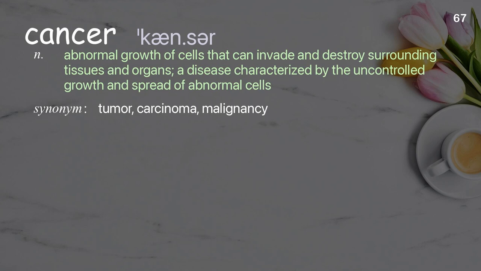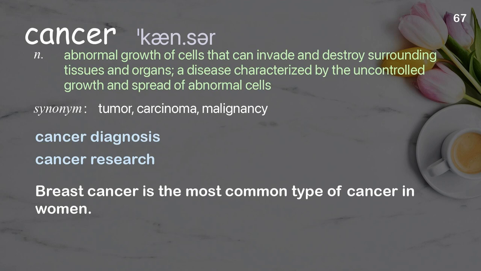Cancer. Abnormal growth of cells that can invade and destroy surrounding tissues and organs. A disease characterized by the uncontrolled growth and spread of abnormal cells. Examples: cancer diagnosis. Cancer research. Breast cancer is the most common type of cancer in women.